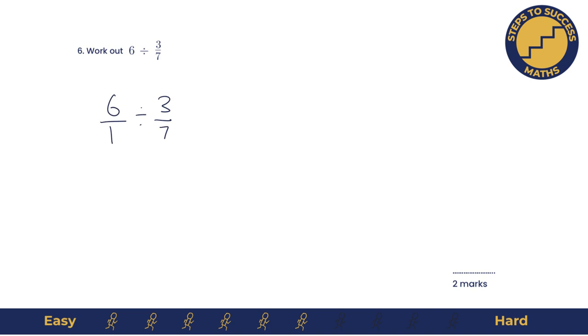Remember our rule for dividing, KFC. Keep the first one, 6/1. Change the sign to times. Flip the fraction, 7/3. See if you can do any cancelling. So 3's go into 6 twice and 3's go into 3 once. 2 times 7 is 14. 1 times 1 is 1. The answer is just 14.